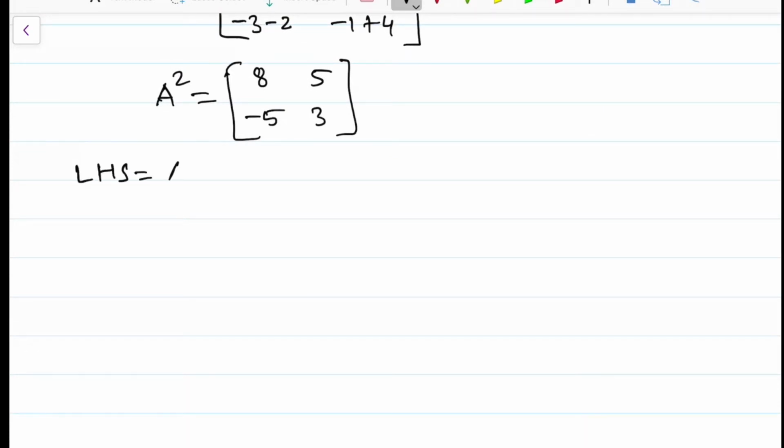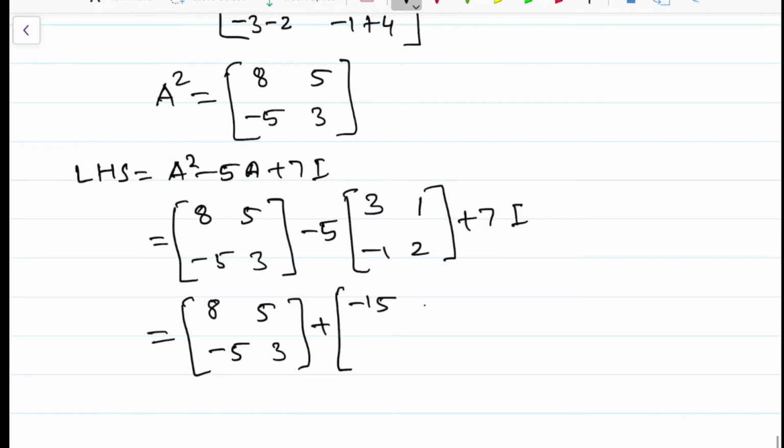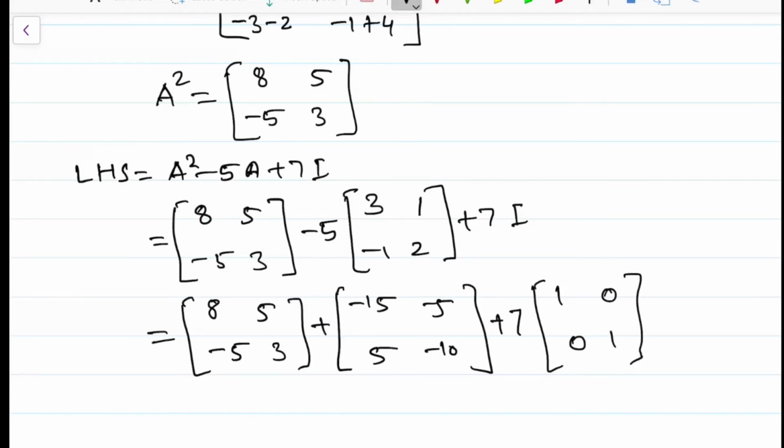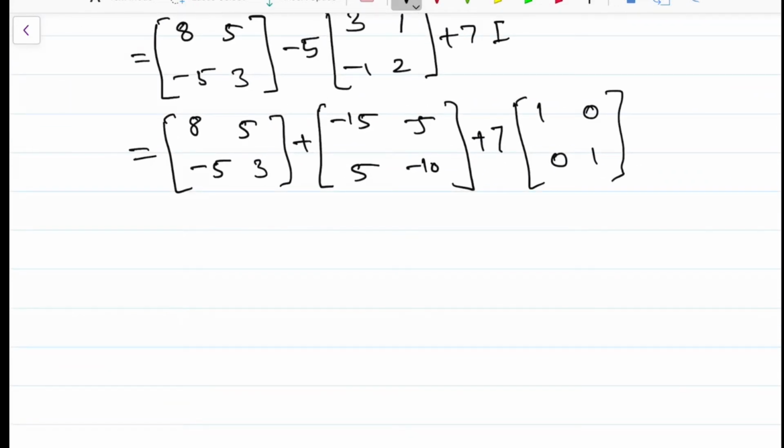So now let us simplify the LHS first. LHS is equal to A square minus 5A plus 7I. Now we have found A square. This -5 will multiply each and every element of A: [-15, -5; 5, -10]. I is the identity matrix of 2 by 2 order: [1, 0; 0, 1].